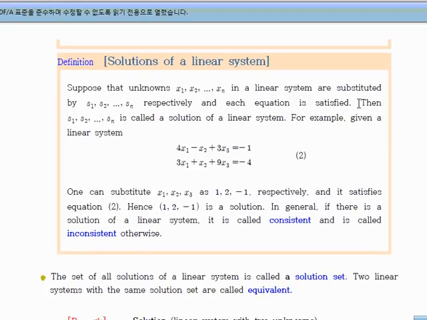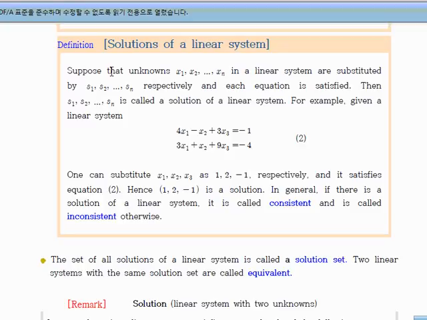And solutions of a linear equation system. Suppose the unknowns x1 up to xn in a linear system are substituted by si's respectively, and each equation is satisfied. Then this si is called a solution of the linear system. For example, in this case, if we substitute the xi's as 1, 2, minus 1, then it satisfies both of these equations. Then we call this 1, 2, minus 1 a solution.